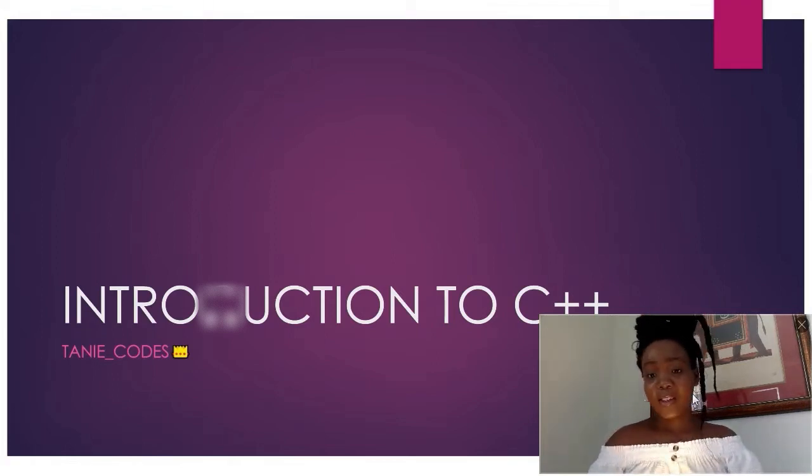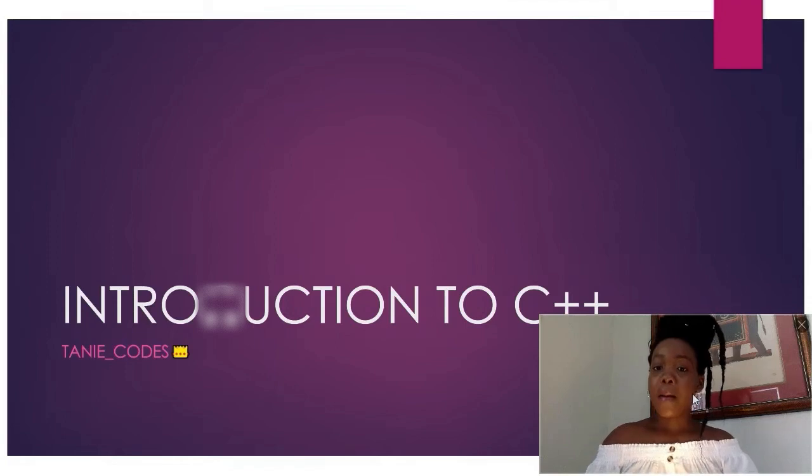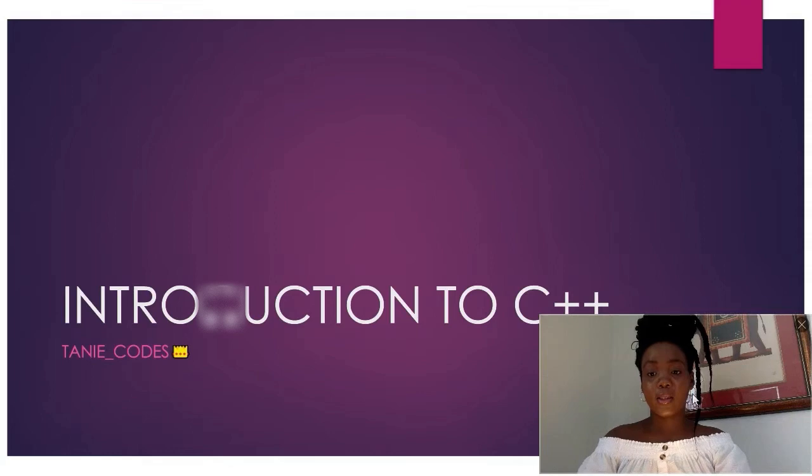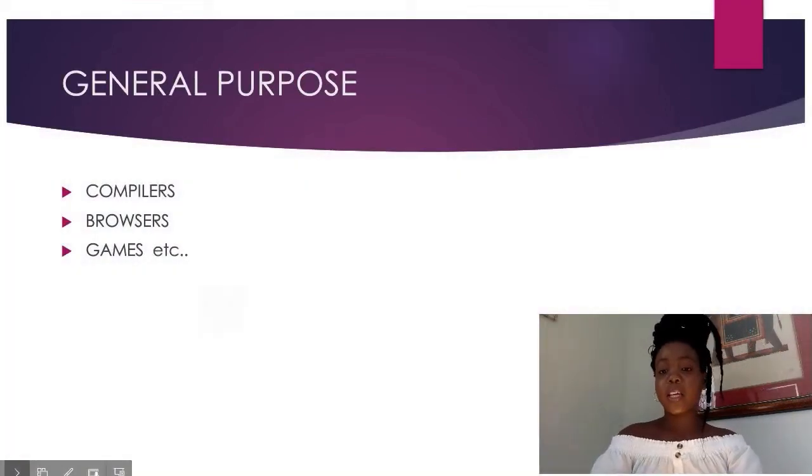So you might be asking yourself, what is C++? Well, C++ is a general purpose language, which means it can be used to build all types of applications. It is very close to the hardware, so it is very easy to manipulate resources. And with C++, we can build things such as web browsers, games, compilers, and operating systems.